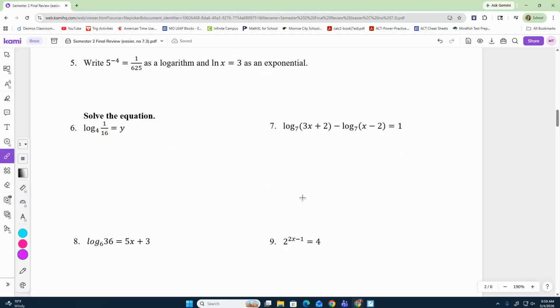Remember on these logs, anything that has a log in it, we have to make sure we are checking our answers. On number 7, you have 2 logs that are being subtracted. How do you combine those into 1? And then, if there's only a log on one side, how do we get rid of it? Remember, you always start with the base. So it's 7 to the first power equals 3x plus 2 over x minus 2. 7 to the first is just 7. You can multiply over your denominator.